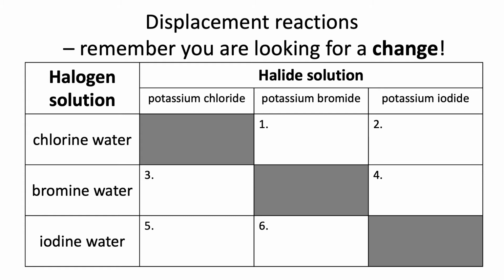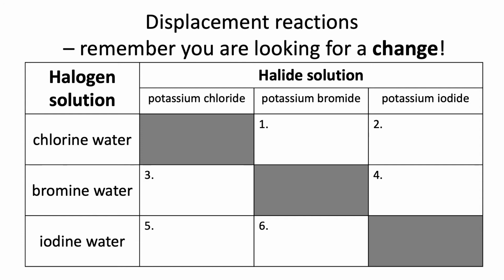Down the left-hand side, you have a halogen solution, either chlorine, bromine or iodine water. And along the top, you have the halide solution. These are salts which are dissolved in water. They're aqueous salts. You've got potassium chloride, potassium bromide and potassium iodide.